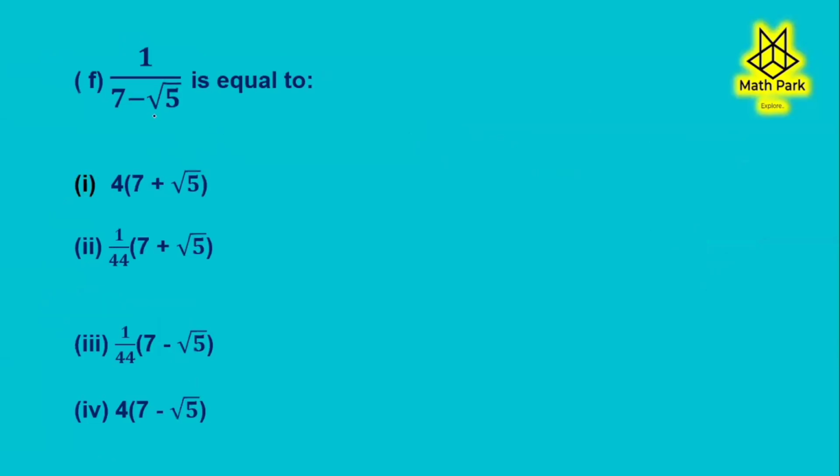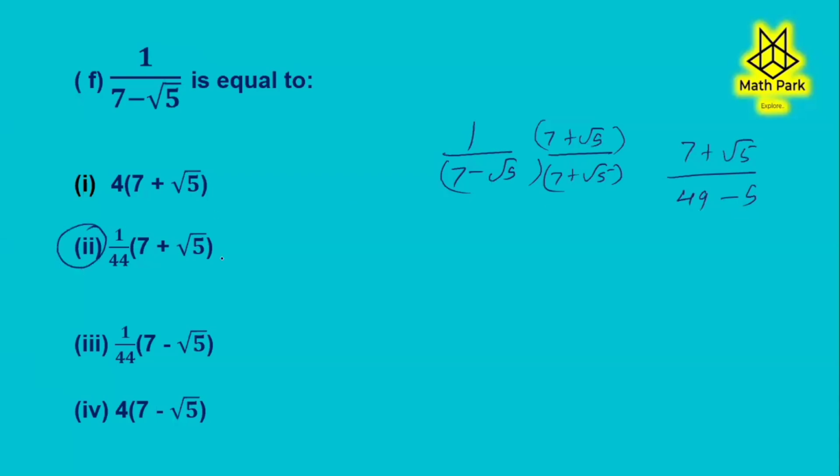1 upon 7 minus root 5 is equal to. So again, let's rationalize 1 upon 7 minus root 5. Rationalizing factor is 7 plus root 5 upon 7 plus root 5. Put the bracket for this. And we get here 7 plus root 5 upon 7 square, which is 49, minus root 5 square, which is minus 5, so which is 44. So 1 upon 44 in bracket 7 plus root 5 is the correct option.